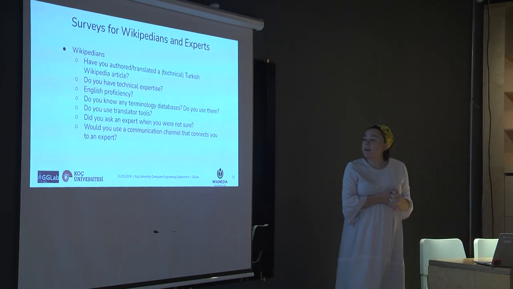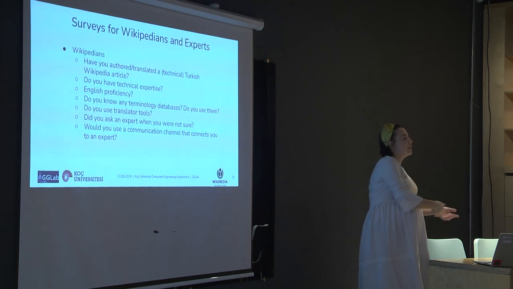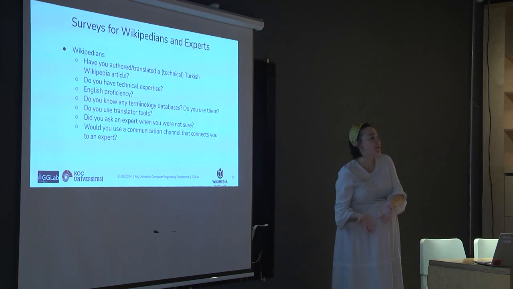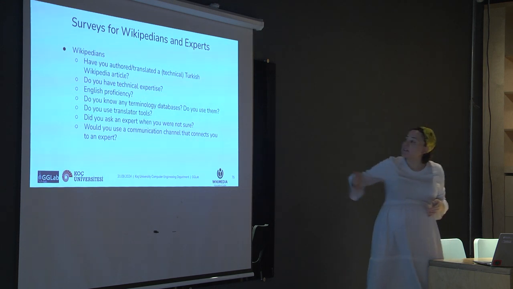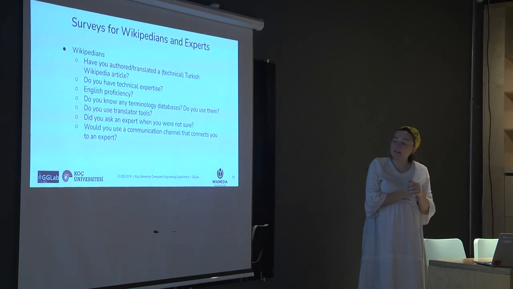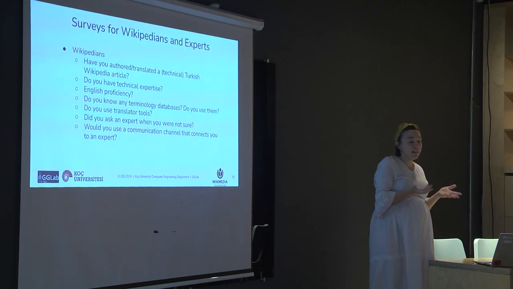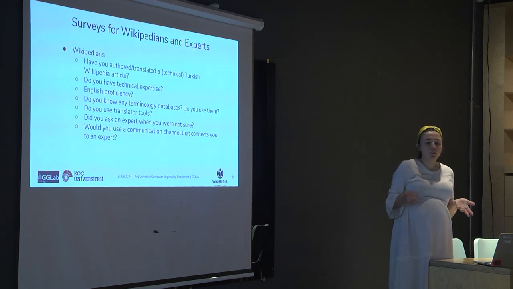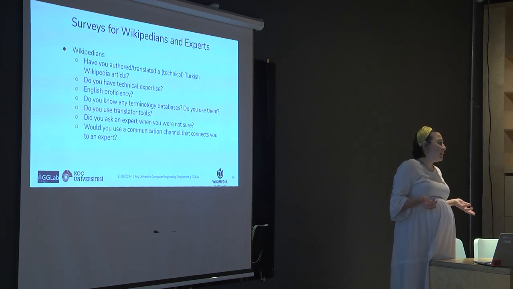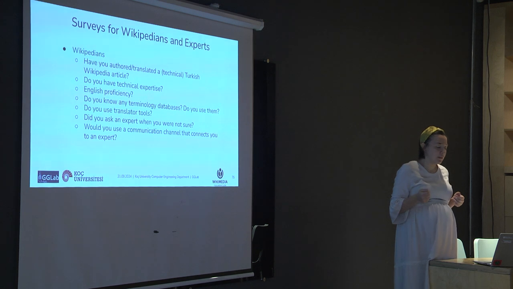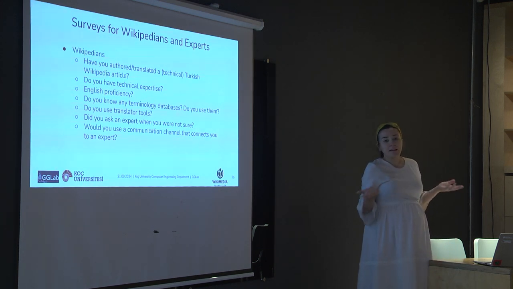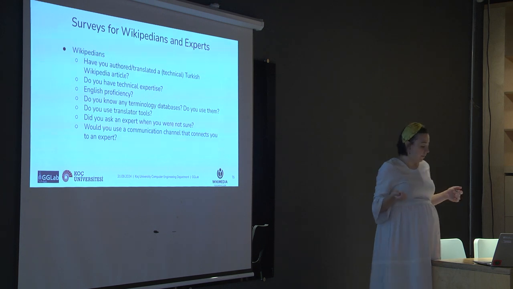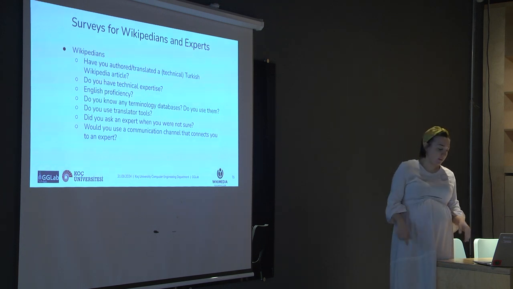So what we did so far is just, we asked what Wikipedians think, and we asked what experts think. For instance, we asked Wikipedians questions like, have you authored a technical article? Do you have any technical expertise? Do you see yourself as an expert? Do you know any terminology database? Do you use any database while you are doing translation? What kind of translator tools are you using? Did you ask an expert when you were not sure? Would you use a communication channel?